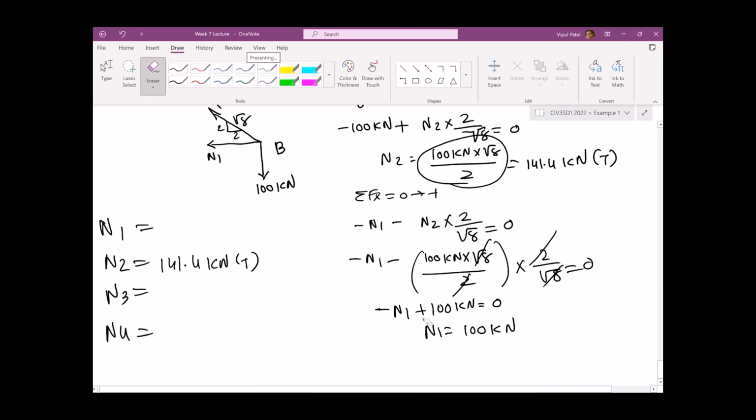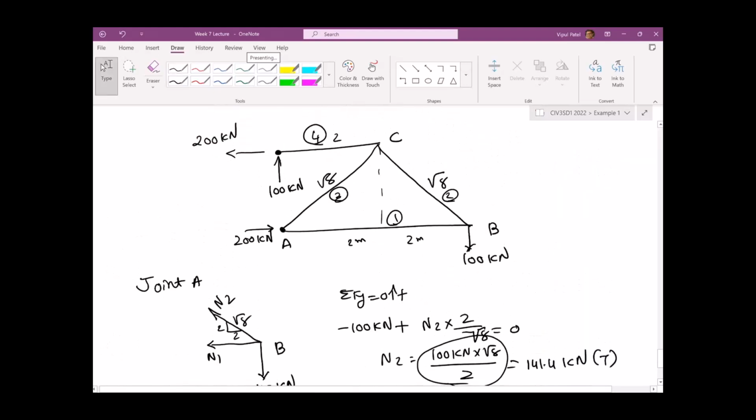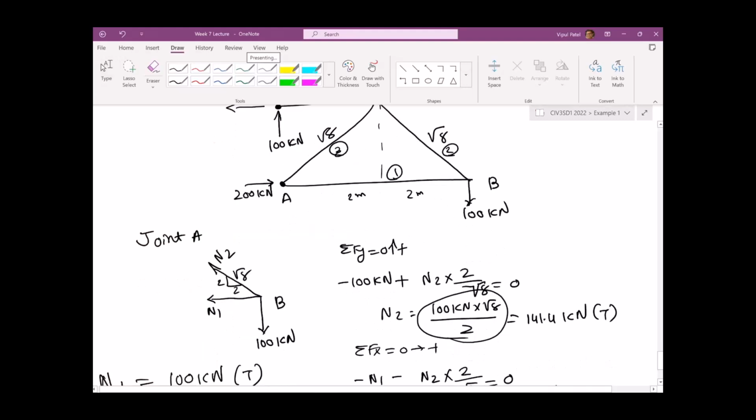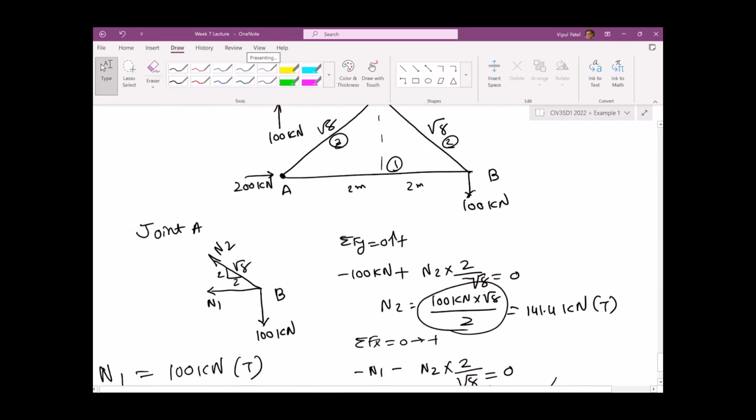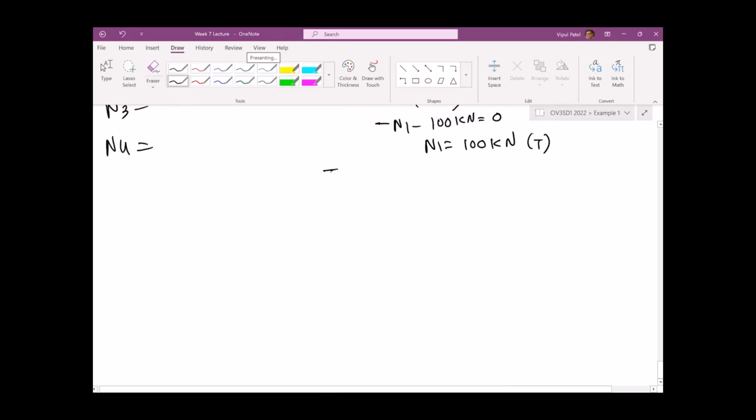So this would be negative, so that will make it positive. So that would be tension. 100 kilonewtons tension. Now we have this 100 kilonewtons coming down, and these two forces we found. Now joint B is done. By the way, this is joint B. Now we do joint number A.